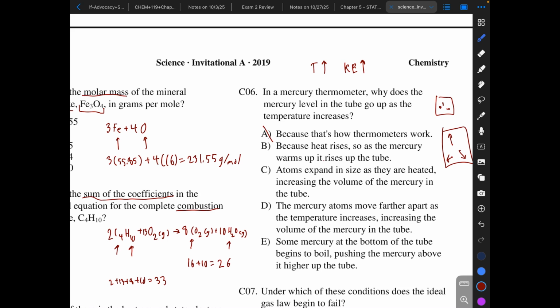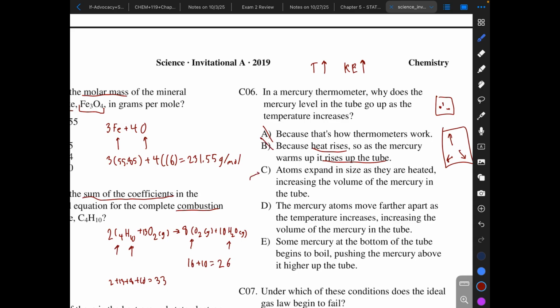For B, because heat rises, so as mercury warms up, it rises up the tube. The thing is, they're not wrong with the heat rising, but that has more to do with air. Hot air would rise above cold air, and while yes, it would rise initially, like hot objects would rise because they have a little less density than cold objects. Once it reaches equilibrium and the entire mercury is the same temperature, it wouldn't make sense for it to rise continuously. So B is incorrect.